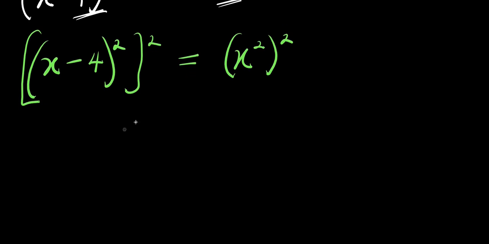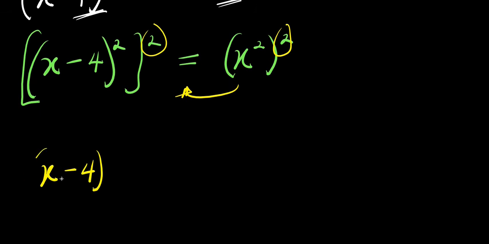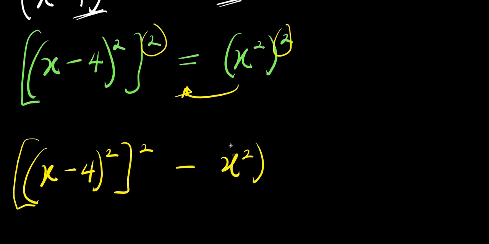So right now, we have this. I can decide to move this over here. So we have ((x - 4)^2)^2 minus (x^2)^2 equals 0.